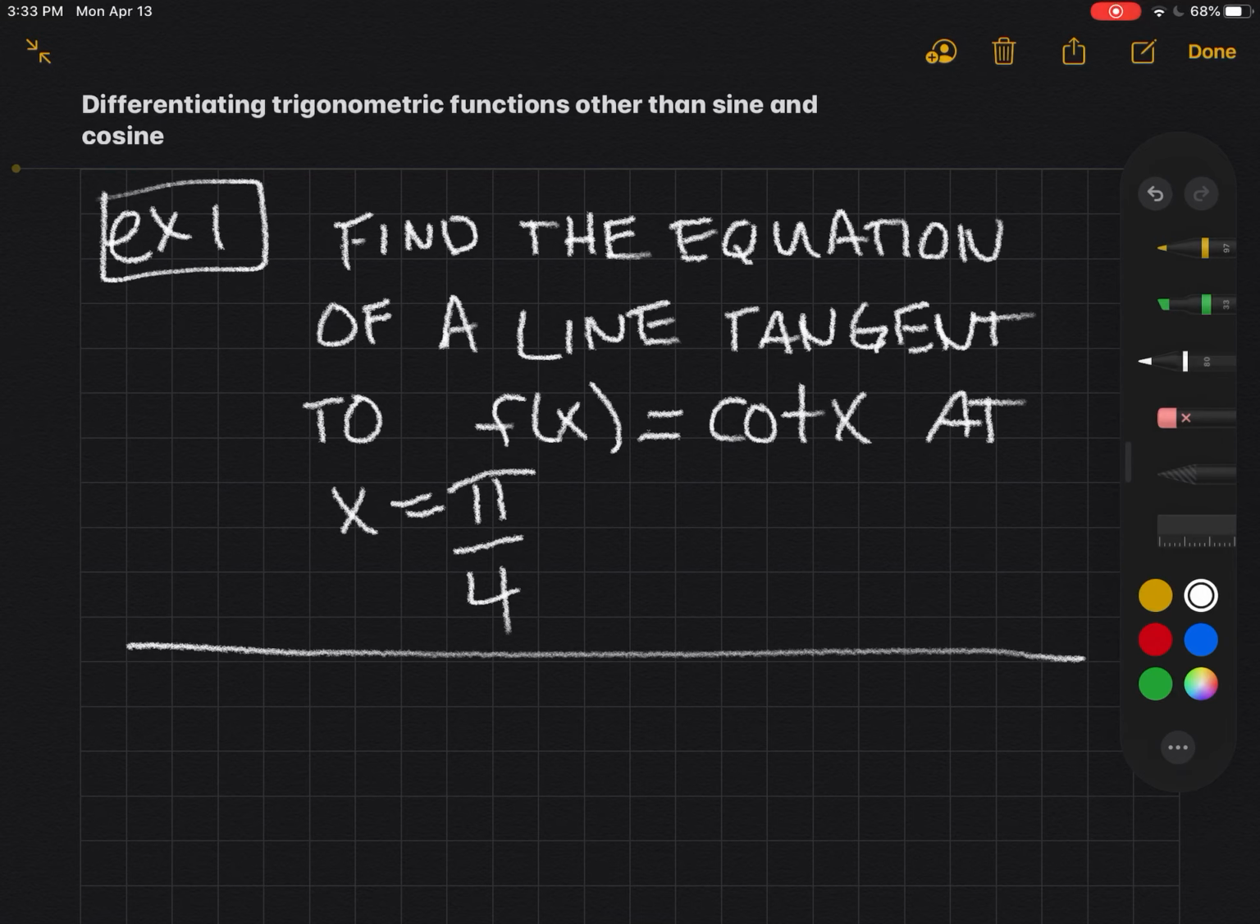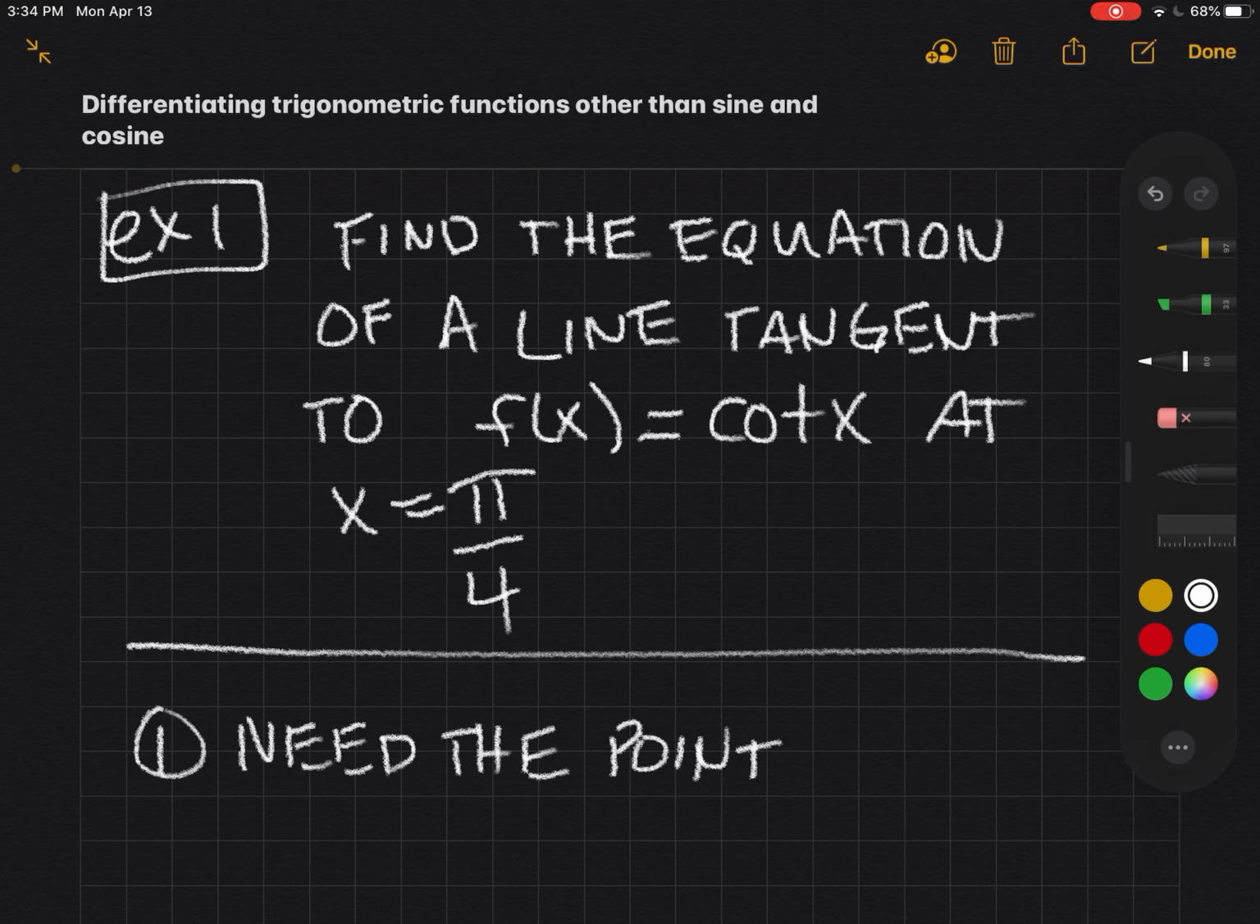I'm going to talk to you about how to differentiate trigonometric functions other than sine and cosine and just go through a few examples in this video. So this is our first example. I want you to find the equation of a line tangent to the graph f of x is equal to cotangent of x at x is equal to pi over 4. This is example 3.43 in your textbook.